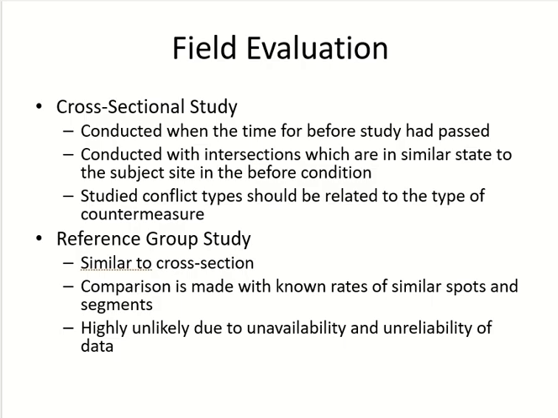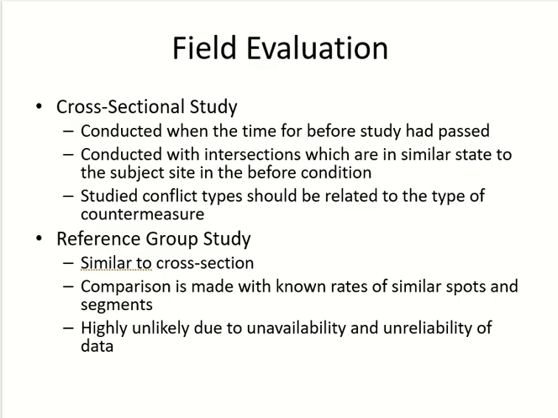Then we have cross-sectional study. So in the remaining 3 methods, we are trying to do the same thing but without the before data. We are trying to see if the change was effective without using the before data. So one of them is doing cross-sectional study. In this case, we have the after data for our site, and then we look for other sites which are in the before condition.